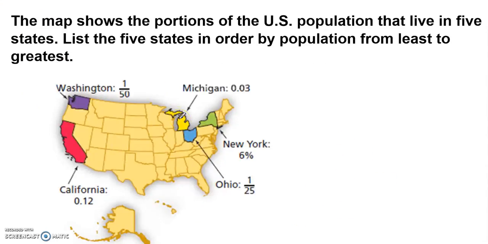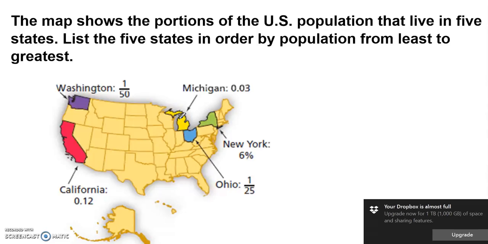The map shows the portions of the U.S. population that live in 5 states. List the 5 states in order by population from least to greatest. Okay, so Michigan is going to be 3%. New York is already listed as 6%. So I'm going to do Ohio. That's 1 over 25.